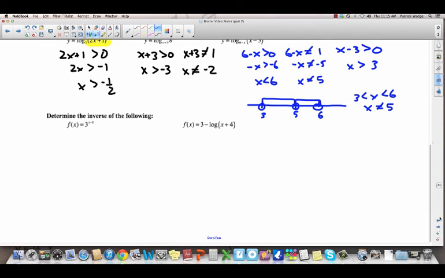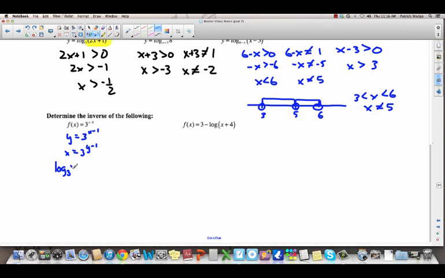Okay, determine the inverse of the following. To find inverses, we switch f of x to y. Then we replace our y's with x's and our x's with y's. Now remember, if we're doing the inverse, this is an exponential function. The inverse is going to have what in it? It's going to have a logarithm in it. So let's turn this into logarithmic form here. So that would be log base, what's the base here? The base is 3, log base 3.